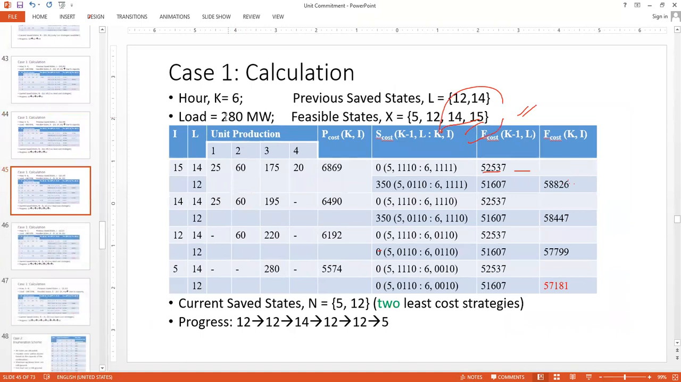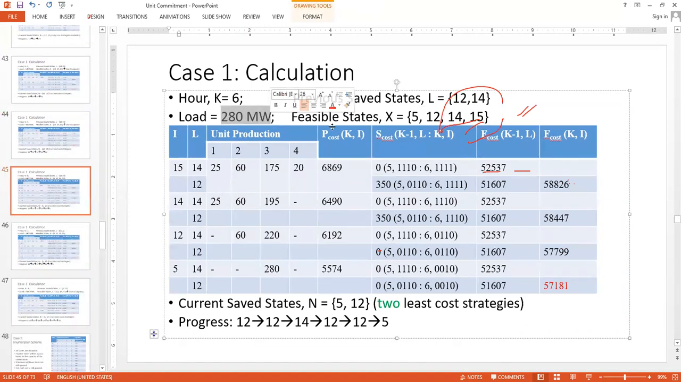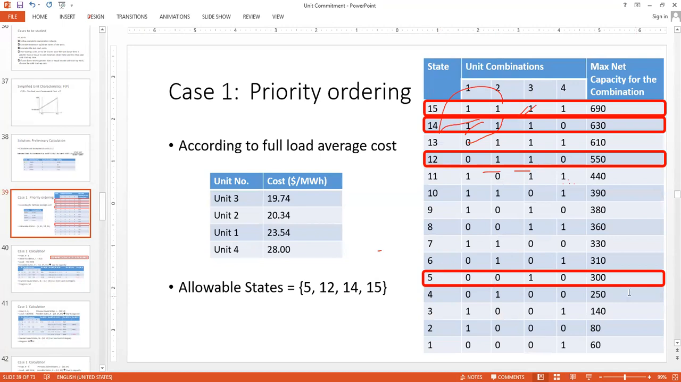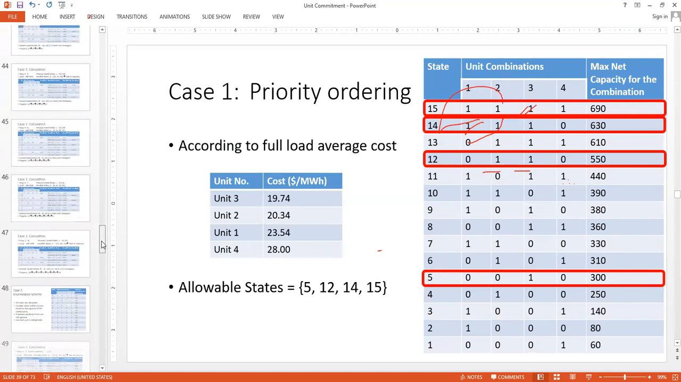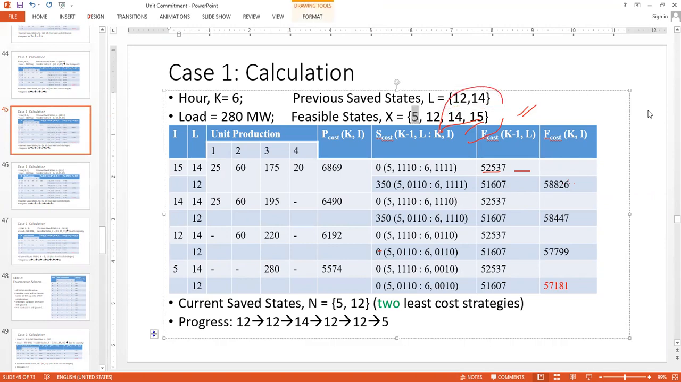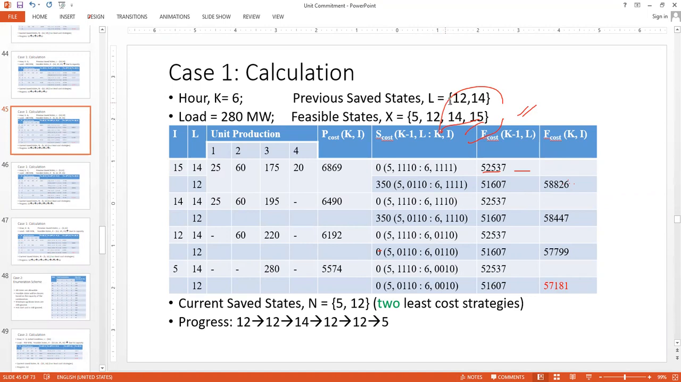Hour number 6, though, the demand is now further decreased, and now state 5 also comes into play. That becomes a feasible state too, because state 5 can produce a maximum of 300. So now there is more competition in hour number 6, because the demand has now reduced to 280, very low demand, and state 5 comes into play. So now you have a total of 8 transitions possible: from 12 to 5, 12 to 12, 12 to 14, 12 to 15, and similarly for 14 to 5 and so on. So a total of 8 combinations or 8 transitions are possible.